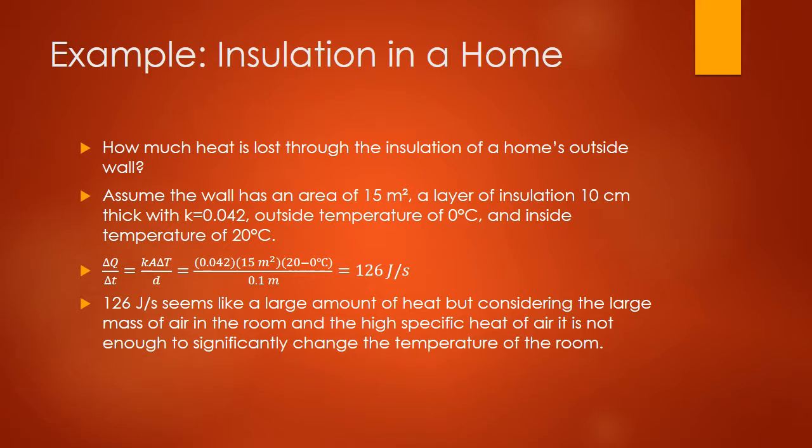Let's go ahead and do a math example here to figure out how much heat is lost through the walls of a home through insulation. Let's assume we've got a wall with an area of 15 meters squared, a layer of insulation 10 centimeters thick, and it has a K value of 0.042, meaning it's a poor conductor. And it's a cold day. The temperature outside the house is freezing, and the temperature inside is 20 degrees Celsius.